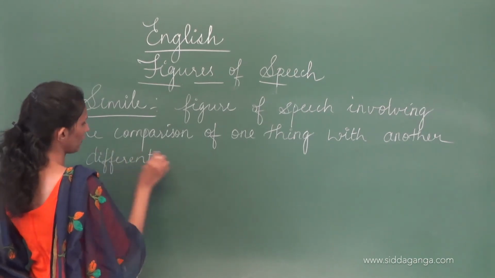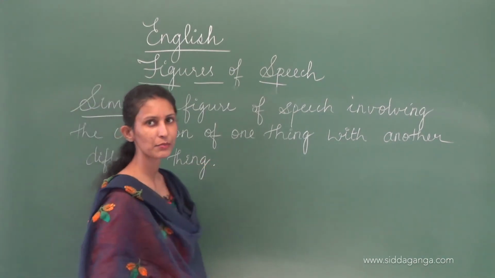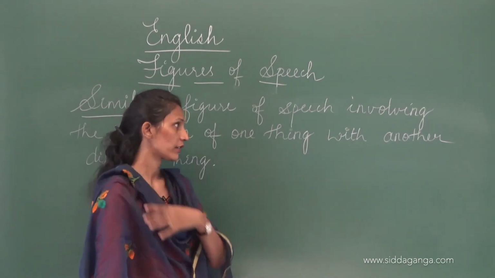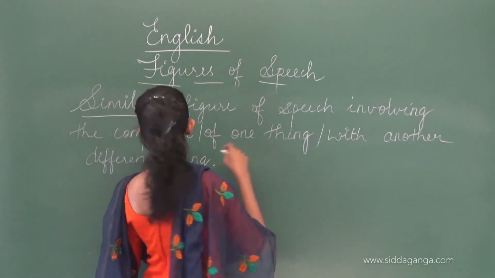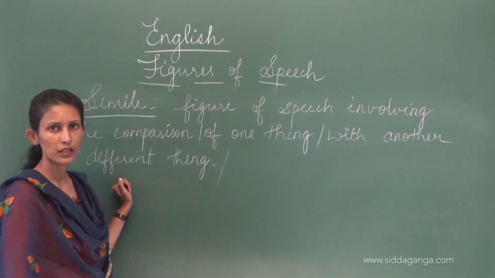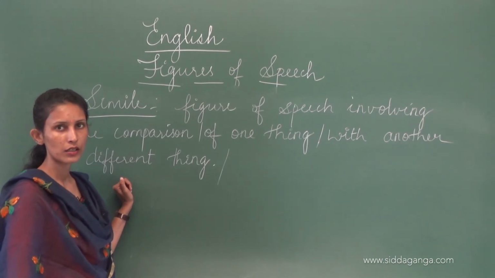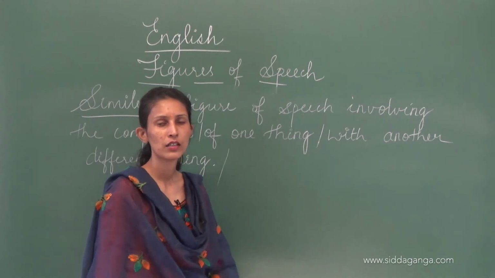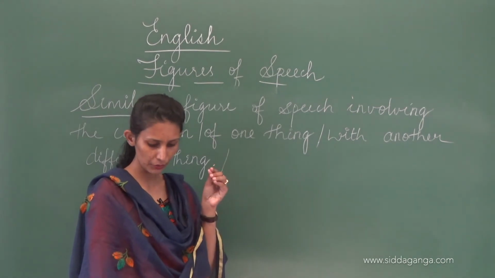Now these are dictionary definitions that I have removed for you, but what I want you to remember is simple definitions, through how we learned with examples. Now, what's a simile? A figure of speech involving a comparison of one thing with another different thing. When you compare one thing with another thing, I can give you an example.